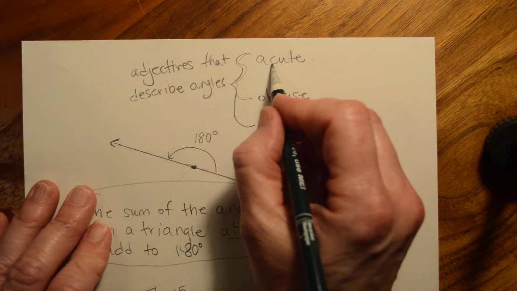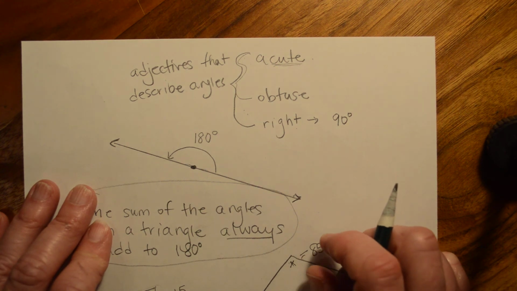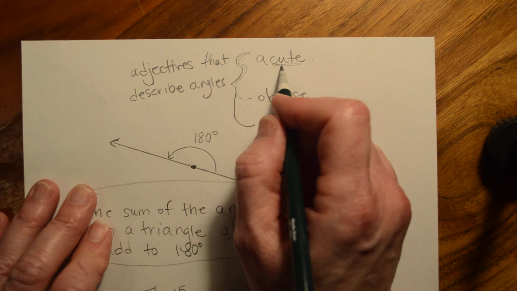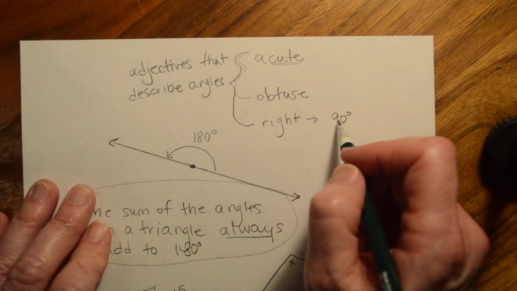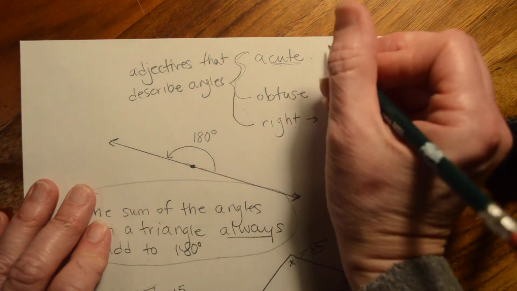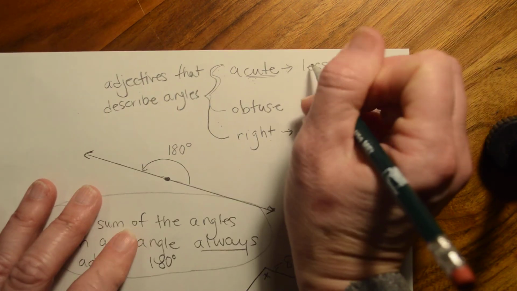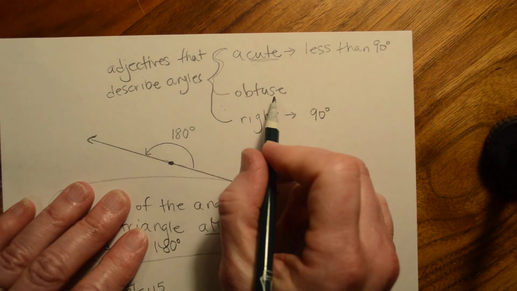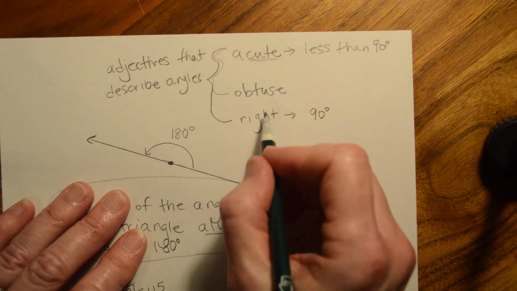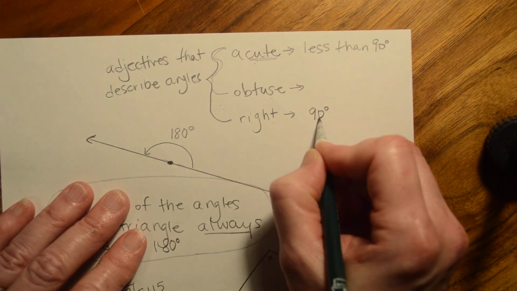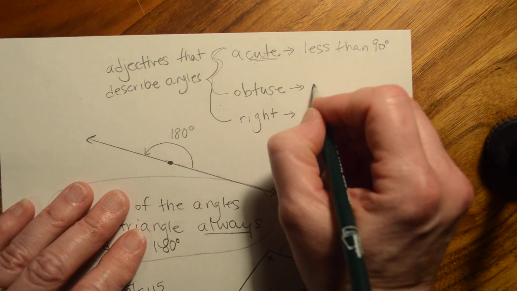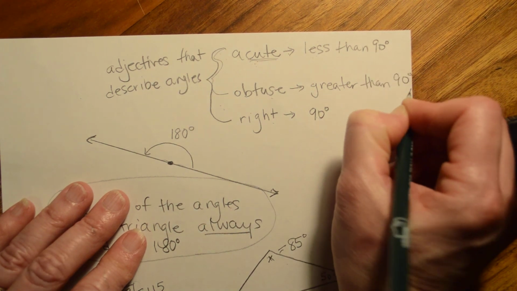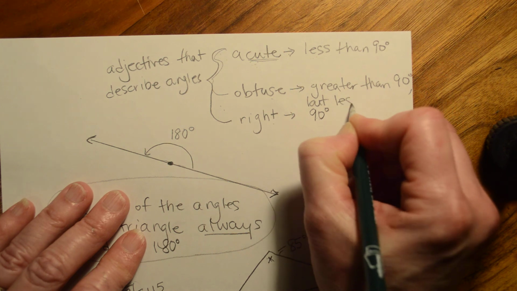All right, acute, think cute and, oh, that puppy's so cute, or your baby's so cute. Think of tiny things generally are cute. And this means it's a tiny angle, all right? Well, what does tiny mean? Tiny means it's smaller than a right angle. So it's an angle that's less than 90. All right, and then obtuse is, it's not right and it's not acute. So it must be, right is 90 degrees, acute is less than 90 degrees, obtuse must be greater than 90 degrees, but less than 180.